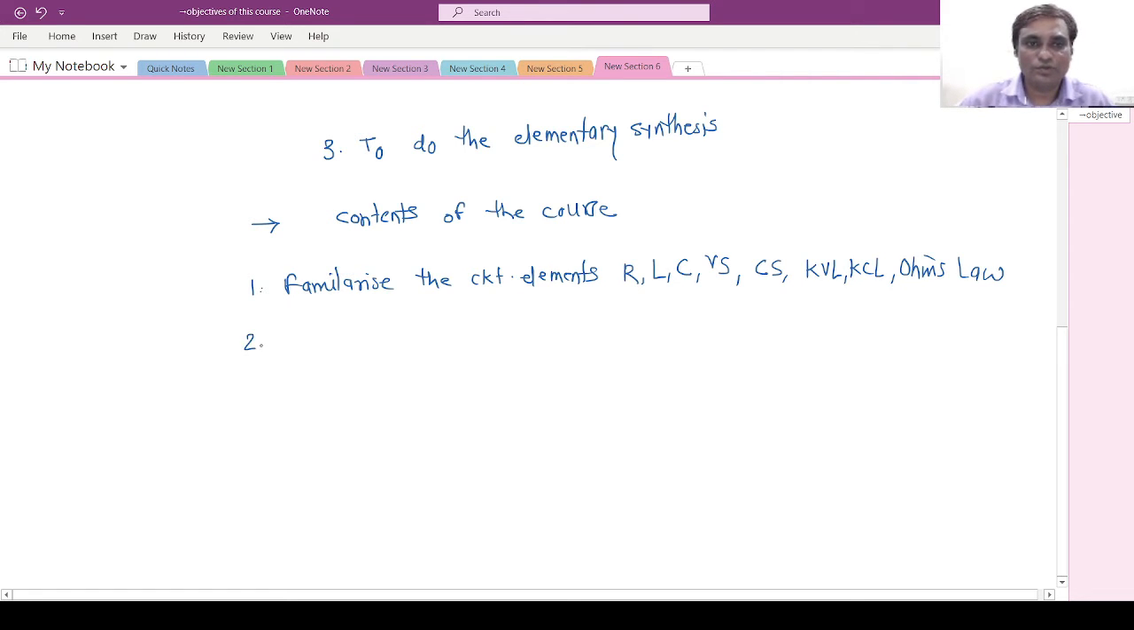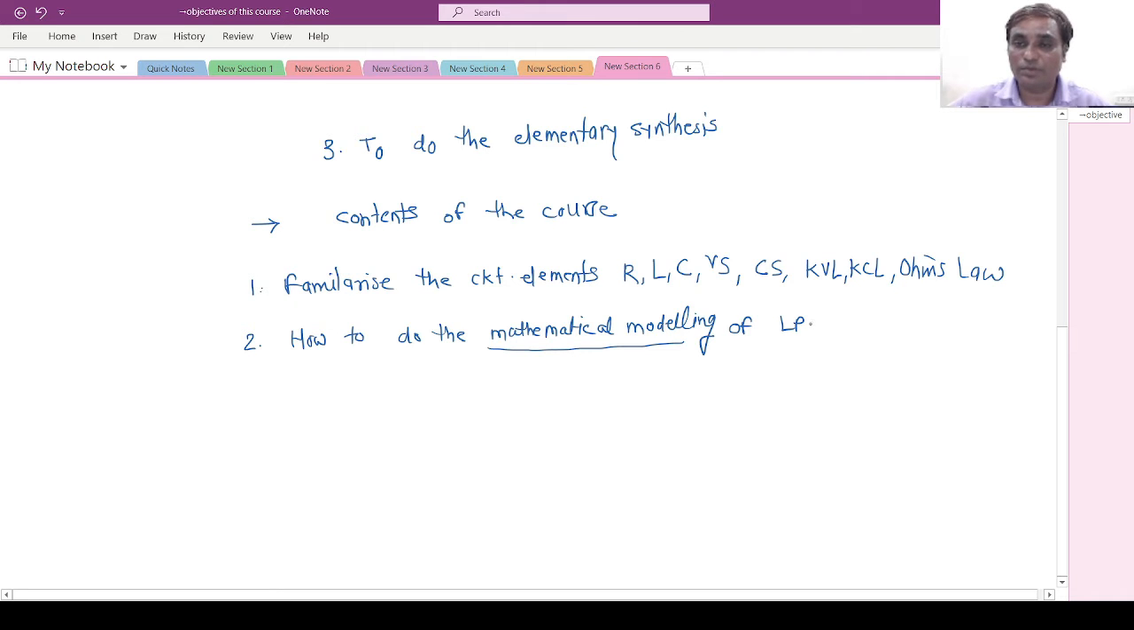Then once we know all these components, our next task will be to study how to do the mathematical modeling. So we will see how to do the mathematical modeling in general, of the special kind of network that we are going to restrict to in our course, which will satisfy these 5 properties, that is LPFLB.